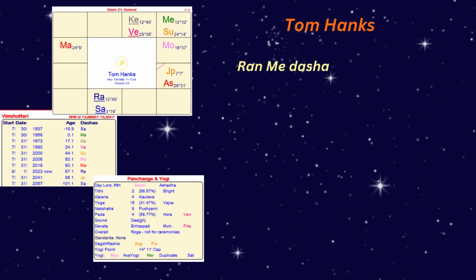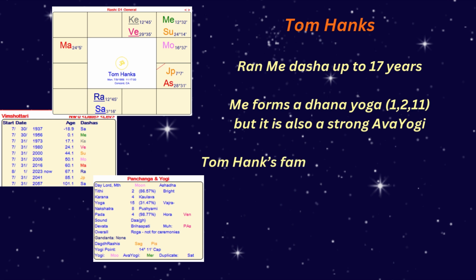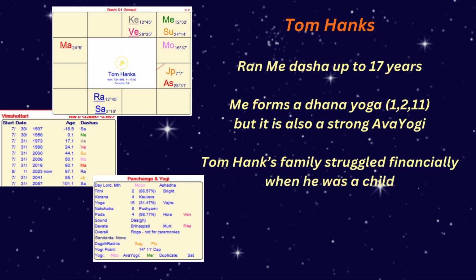Next, let's look at another interesting example, that of Tom Hanks, the renowned actor and producer. His chart provides an example of the obstructive influence of a strong avayogi on a dhana yoga. In Tom Hanks' chart, Mercury is the avayogi. Mercury is involved in a dhana yoga, which is a wealth yoga formed by the conjunction of the Sun as the first lord with Mercury as the lord of the second and the 11th. This would normally indicate positive wealth prospects.